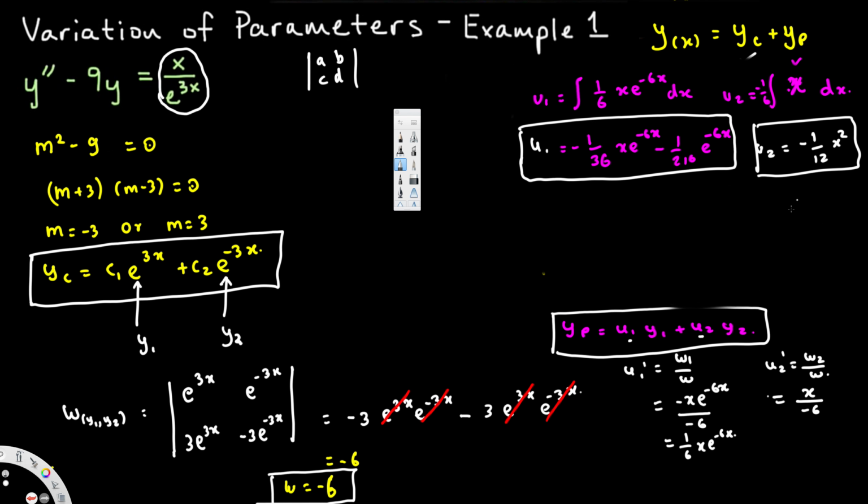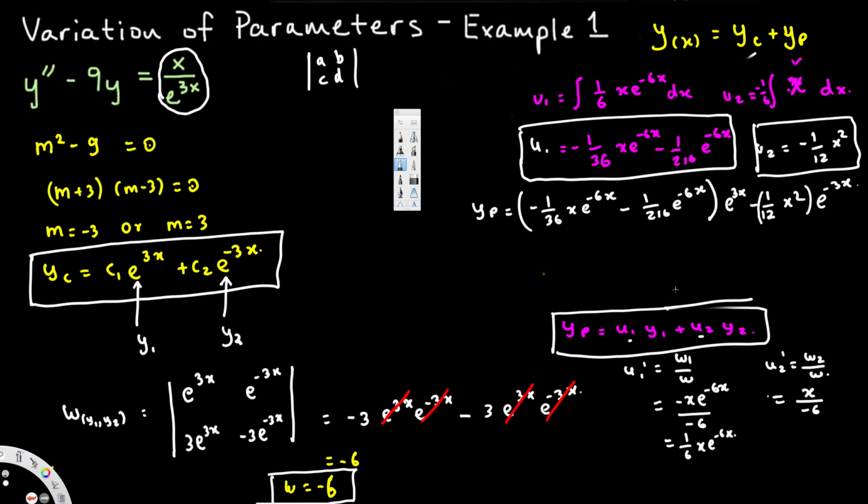Now after we found u1 and u2, we have to plug them into this equation to find our yp value. Yp is going to be u1 times y1. u1 is this value, negative 1 over 36 x e power minus 6x minus 1 over 216 e power minus 6x. So this is our u1. Then we have to multiply this one by y1. y1 is this one, e power 3x, so we multiply by e power 3x, then plus u2, which is minus 1 over 12 x square, and you multiply this one by y2. Y2 is e power minus 3x, so you multiply this one by e power minus 3x.